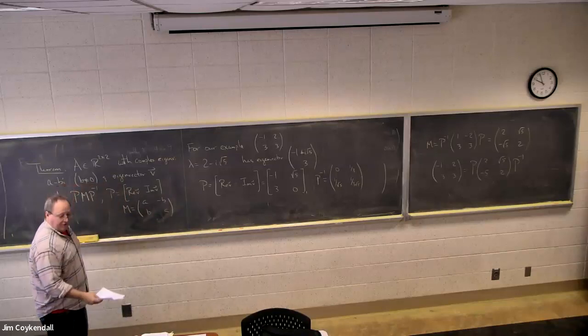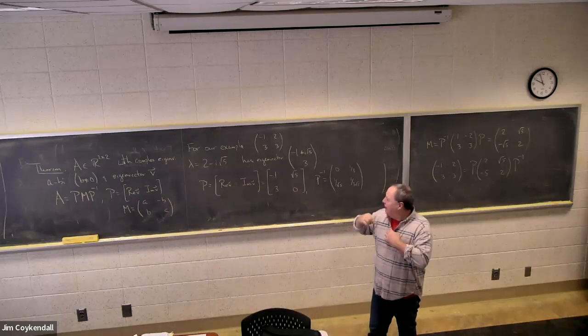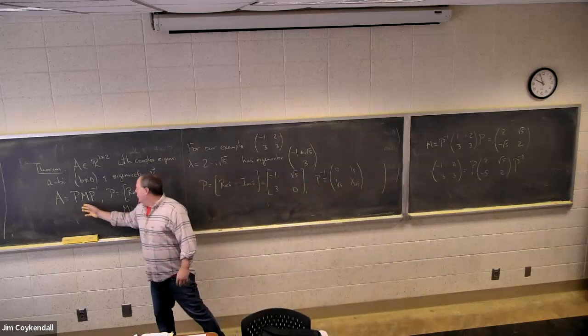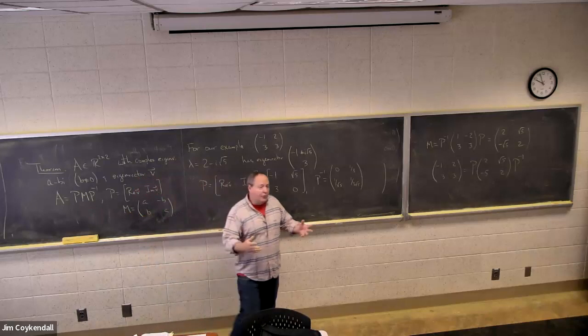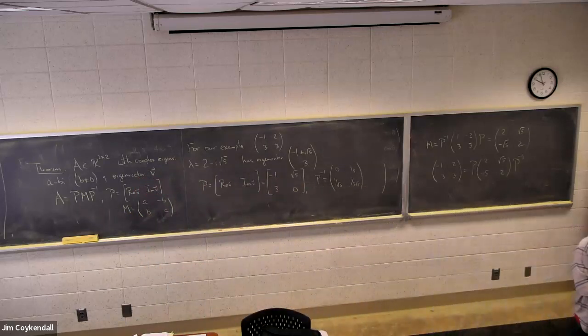So what this says is if you have something that has a complex non-real eigenvalue, then it may not be of this form, but it's similar to a matrix of this form. So with respect to some basis, you can break it apart into a rotation and scale. Any questions on it?